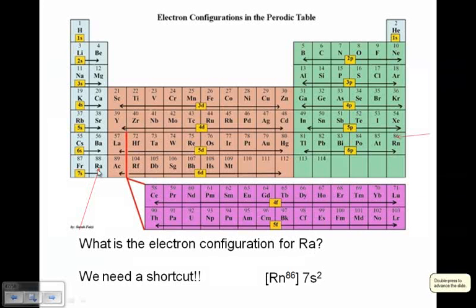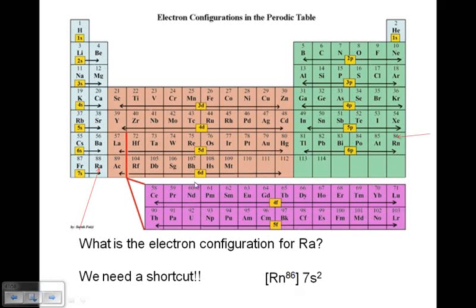Alright, so I want an electron configuration for radium, and what I can say is radium is just like the noble gas radon. We call these the noble gas shortcuts because we use the noble gases. It is just like radon, that has an atomic number of 86, plus it's got 2 more electrons. It's got 2 7s electrons. Okay, and this should add up. 86 and 2 gives me 88, which is what radium is.